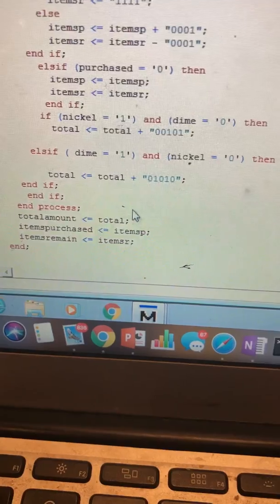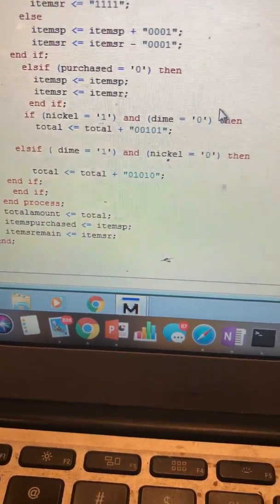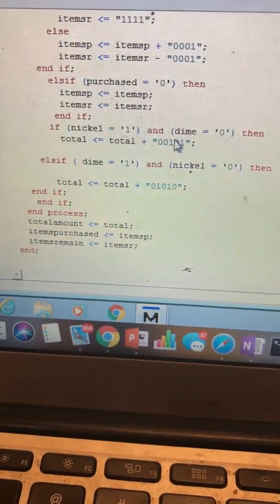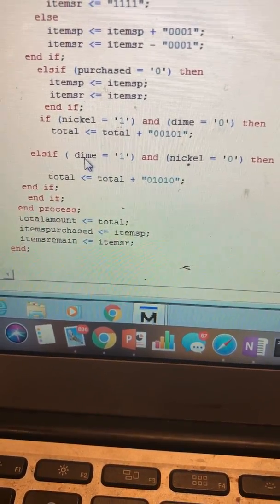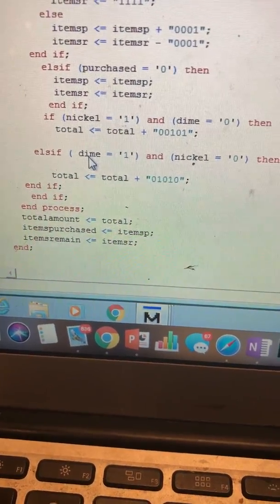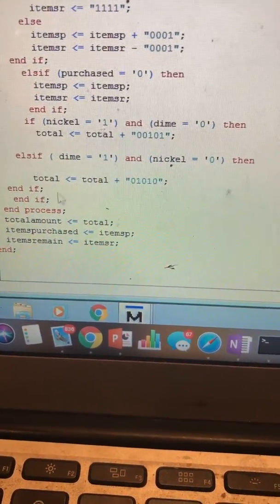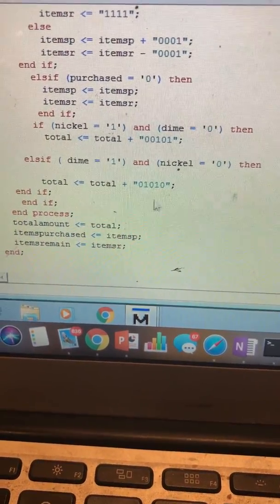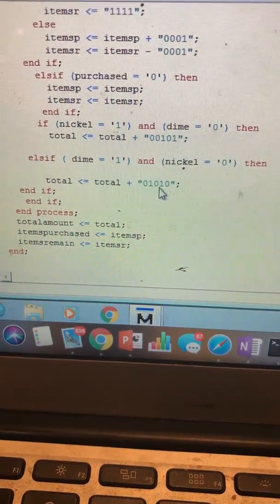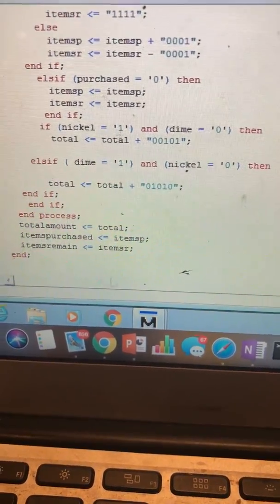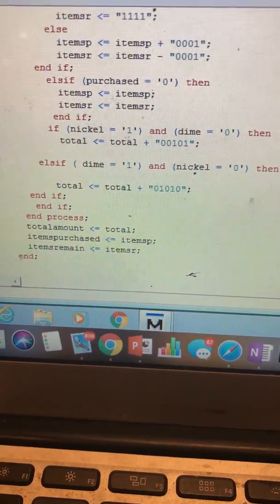As far as the total amount, if a nickel is inserted into our vending machine, then our total amount will increment by 5, and this is 5 in binary. Else, if a dime is entered into our vending machine, then we'll add 10 to our already existing total. And then here is us tying our signals back to our outputs.